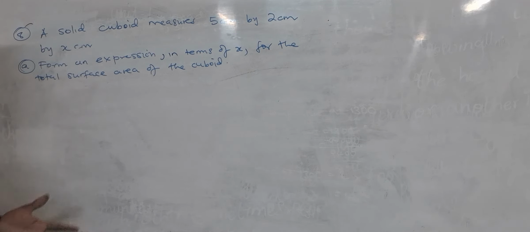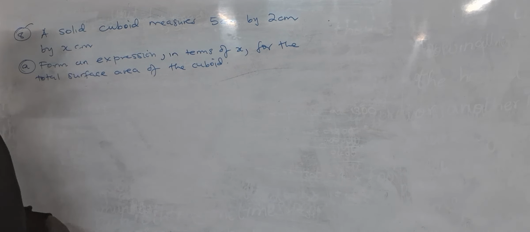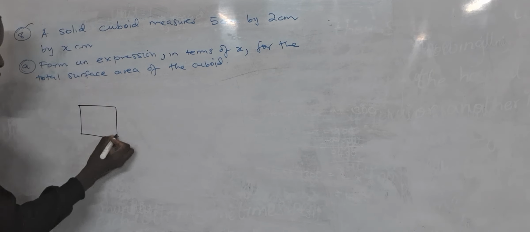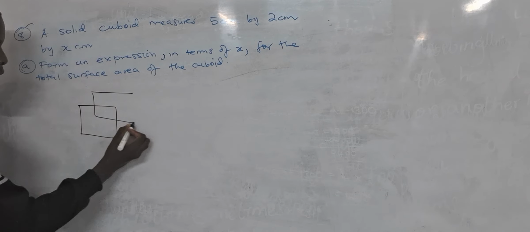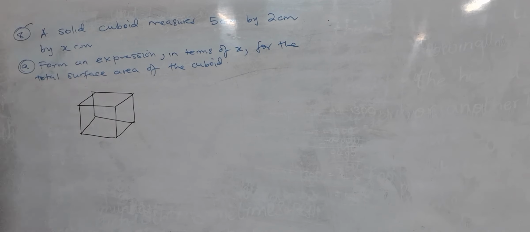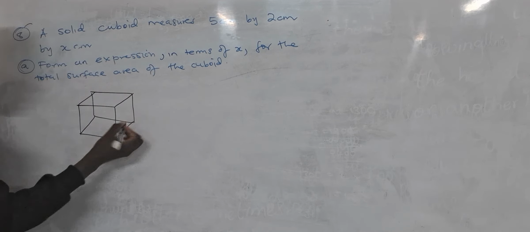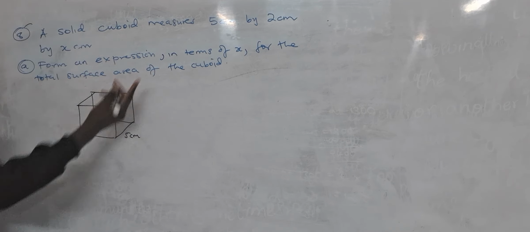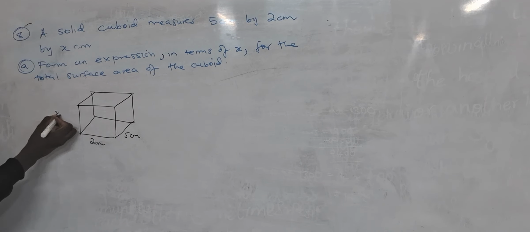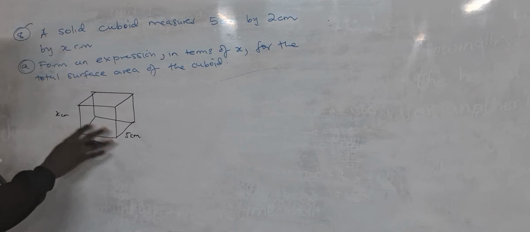So what are you supposed to do? You can make a sketch of this shape, the cuboid. Okay, so I'm going to make a sketch of this thing. My drawing is not good. I'm drawing this thing so that you can see, right? So this is the cuboid. So I'm going to say the length is 5 centimeters. Okay, this is my length 5 centimeters, and this is my width. I'm going to say this side is 2 centimeters, and I'm going to say my height, this is nothing but x centimeter.